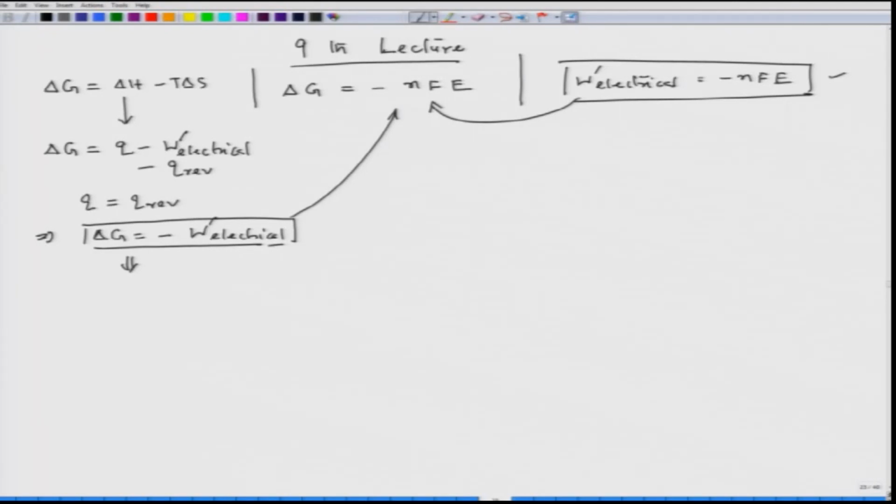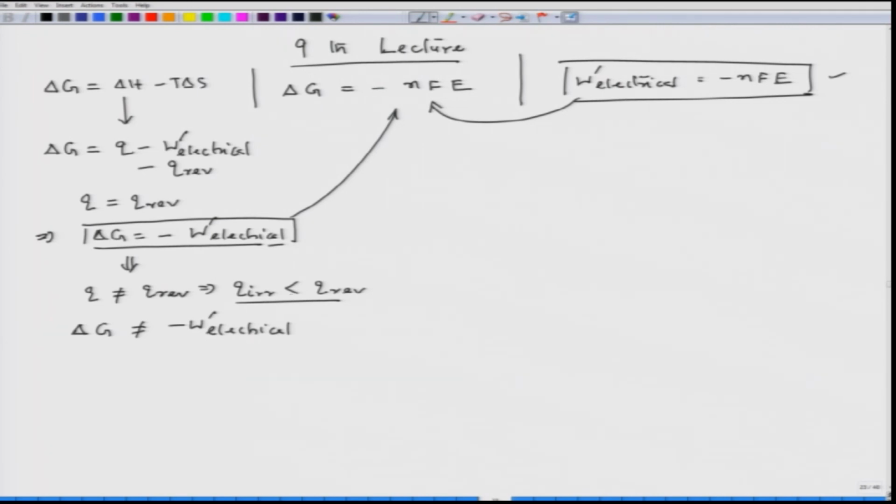Now, whether this is a maximum work or not, that we can also prove from this relation. Let us say if it is an irreversible process, then Q is not equal to Q reversible, and also we can see that Q irreversible is less than Q reversible. The reversible heat is more than the irreversible heat. Now, we are considering that the system is going irreversibly, that means there is a spontaneous process. Now, once we have this relation, then delta G is not equal to minus W prime electrical work.